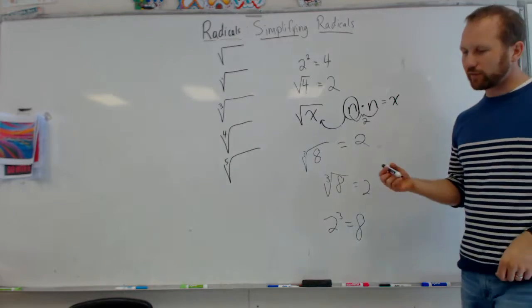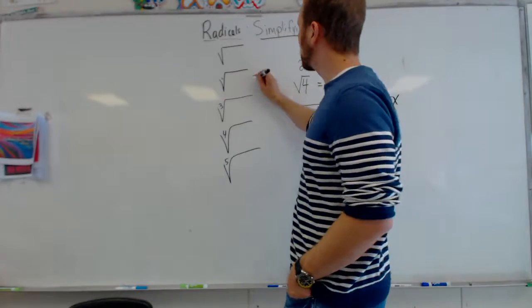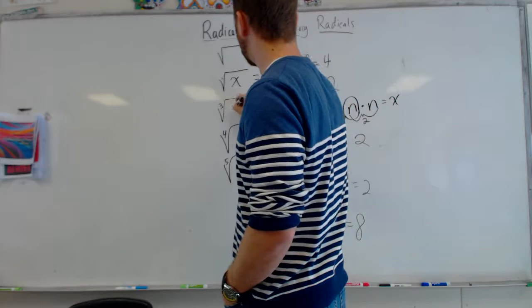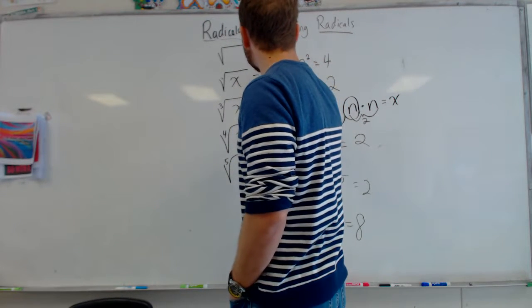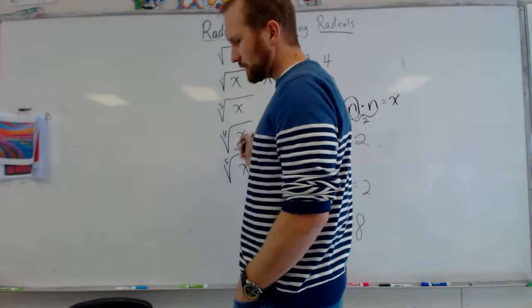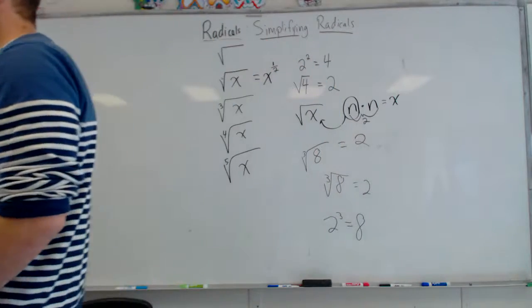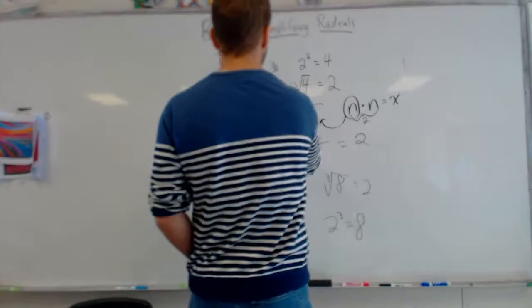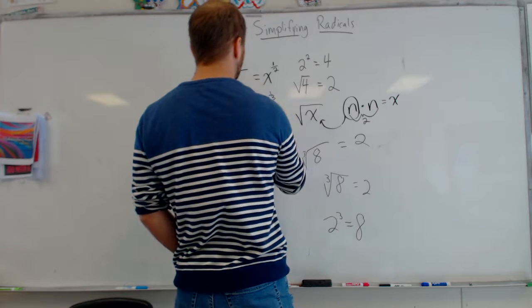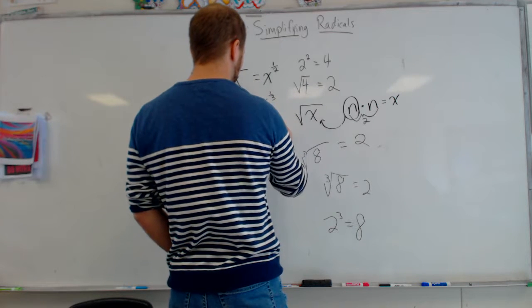There's another way of defining these, which is actually using exponents. A square root is technically x to the 1/2 power. A cube root is technically x to the 1/3 power, etc.